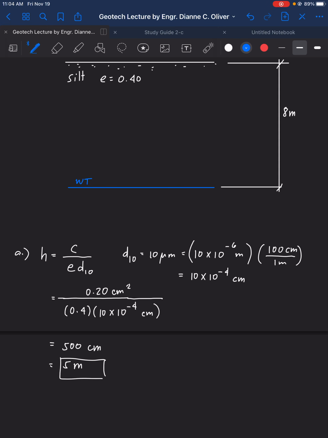Let's draw here a broken line. This is 8. So this is the capillary rise. I'll just put it here to indicate. Right, so that means we have here this is 3 meters, and then this is 5 meters for the capillary rise. So that's for letter A.